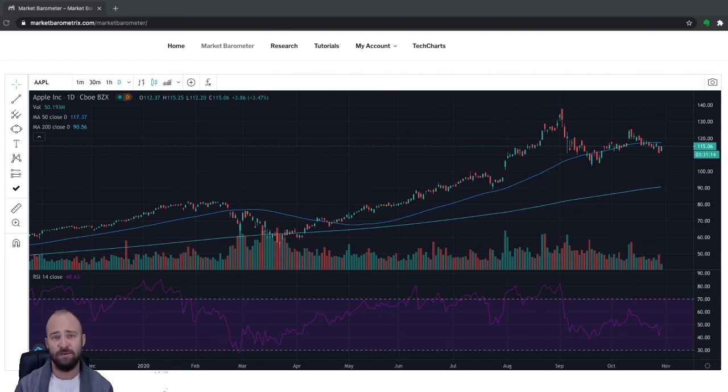But if at that time you could have put the fear of the COVID-19 pandemic aside and realized that Apple, the company and the brand, still had a ton of value, that this price reaction to the COVID-19 pandemic was probably overdone, and price reaching down to its 200-day moving average in late March would have been an extremely attractive entry point for a long-term position.